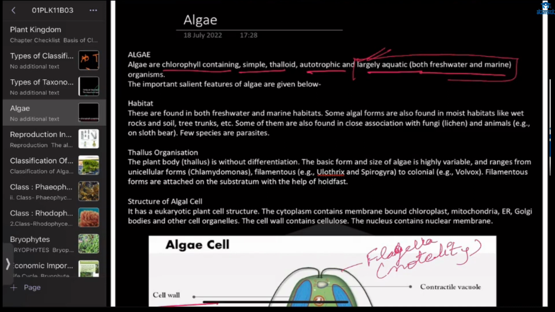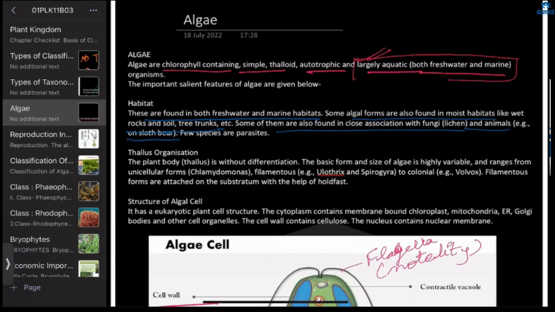The important salient feature is what? Habitat. They are found in both freshwater and marine habitats. Some are also found in moist habitats like wet rocks, soils, tree trunks, etc. Why? Because they get moisture there and start to grow on them. Then some algae are in association with lichens, and in animals, the sloth. Few species are parasites also. Very rare parasitic species of algae will be found.